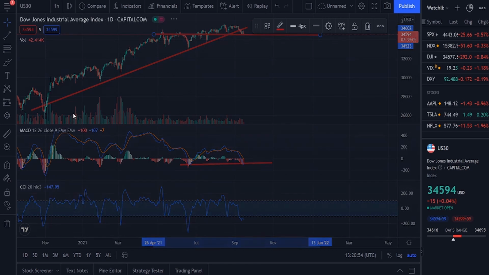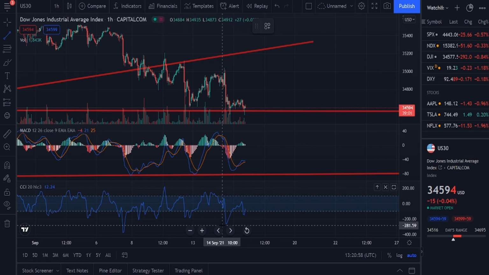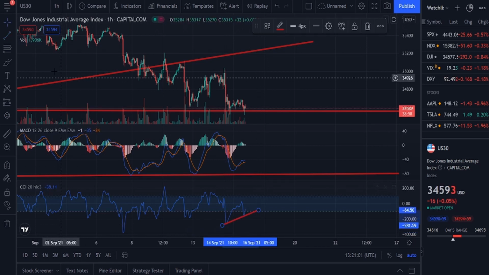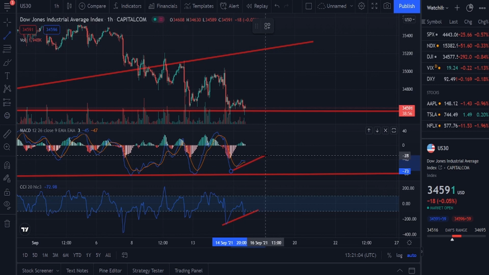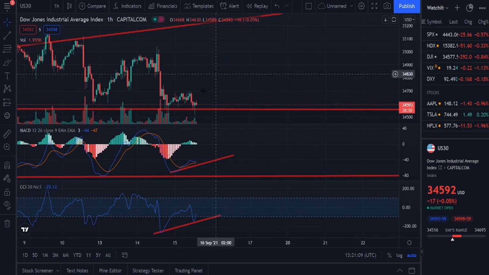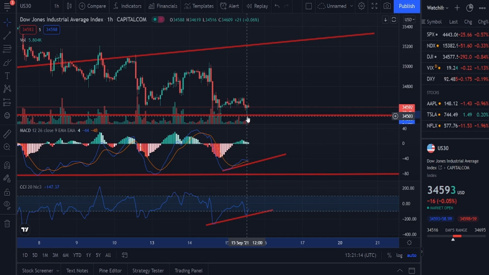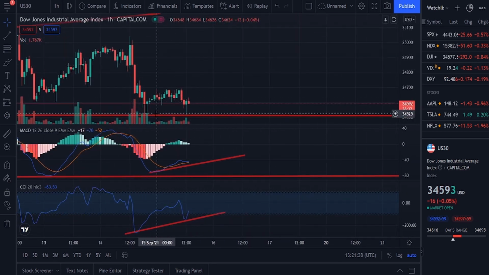And if we go down to a lower time frame, which is the 1 hour chart at the moment, and take a look at the CCI and the MACD as well, we are forming here this pattern where we had this low and we kind of retested the levels of around 3,400, 3,500, which means we had kind of a double bottom.